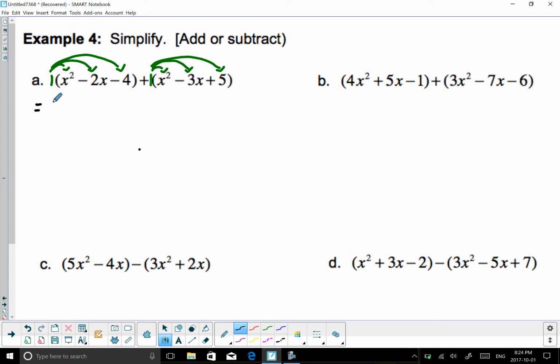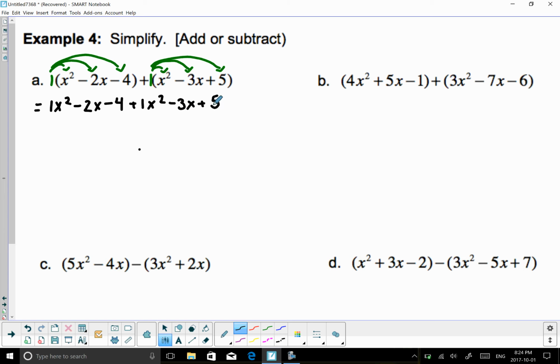So 1 times 1 is 1. So I have 1x squared. 1 times negative 2x is just negative 2x. 1 times negative 4, because 1 times anything is itself, it's just negative 4. Now here, same thing. 1 times x squared is just 1x squared. 1 times negative 3 is just negative 3x. You'll notice I'm writing the exact same thing because I'm multiplying everything by 1. 1 times 5 is 5.